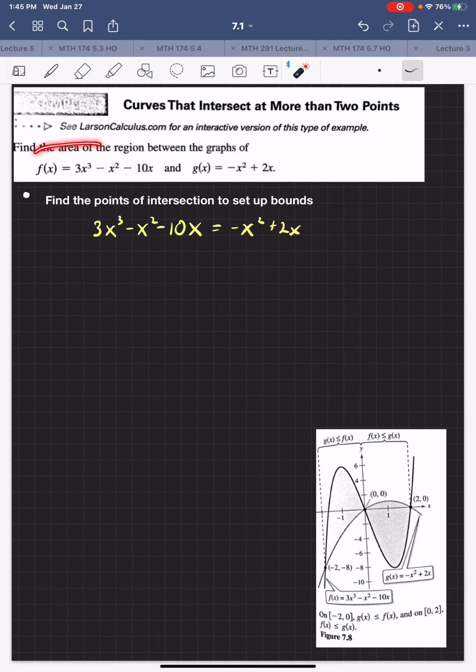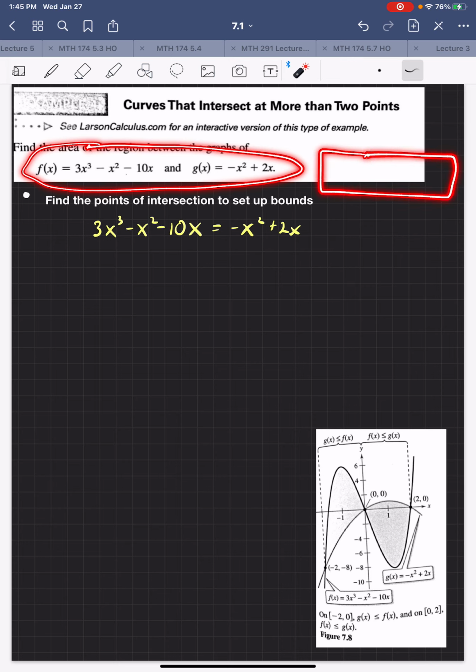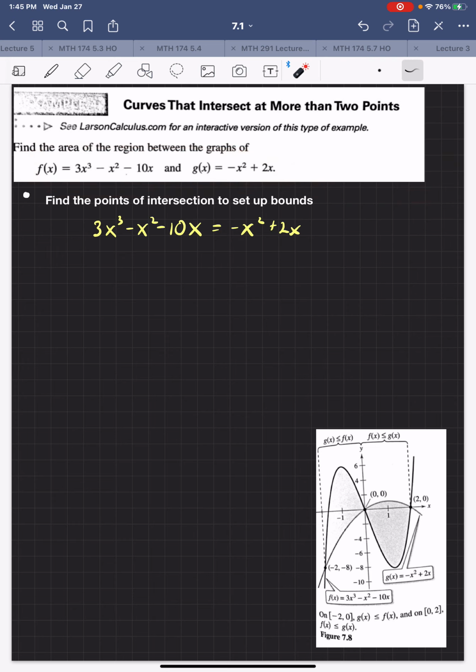So right away, I'm noticing that I don't have my bounds specified. So that tells me I'm going to have to find the points of intersection. So I'm going to set my two functions equal to each other. And now what I'm going to do at this point is just set all of this equal to 0. So I'm going to bring this negative x squared over here. I'm going to bring this 2x over here.